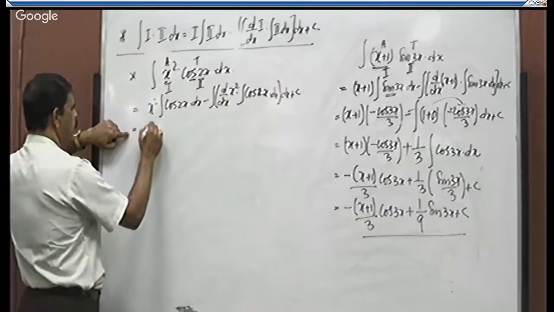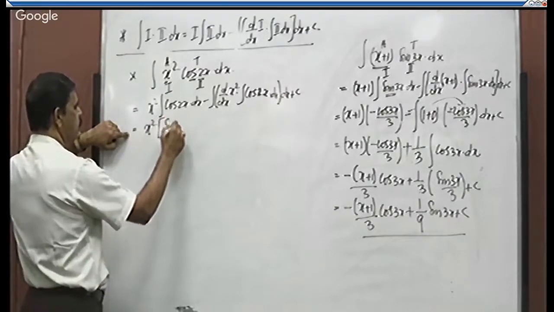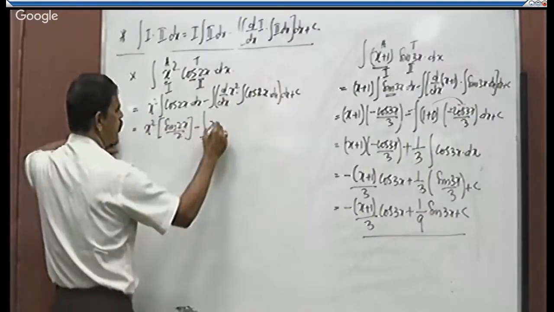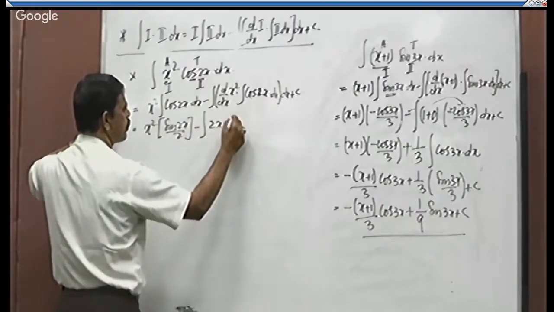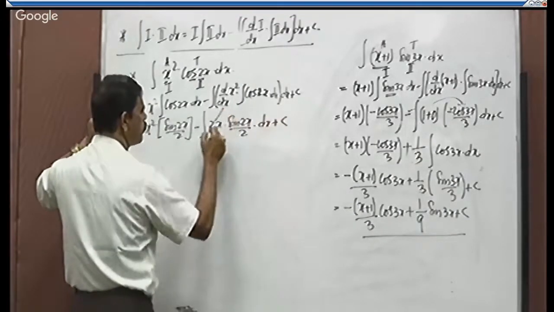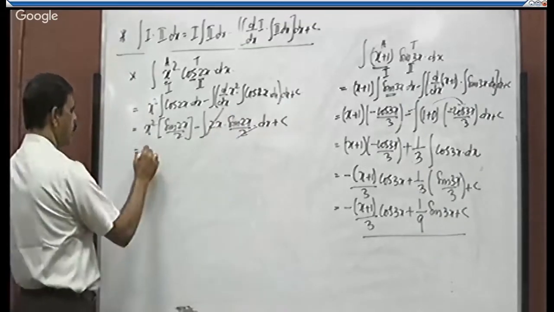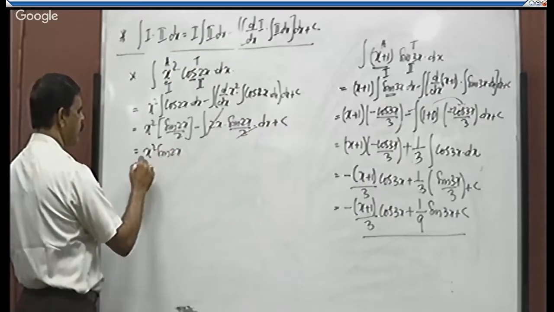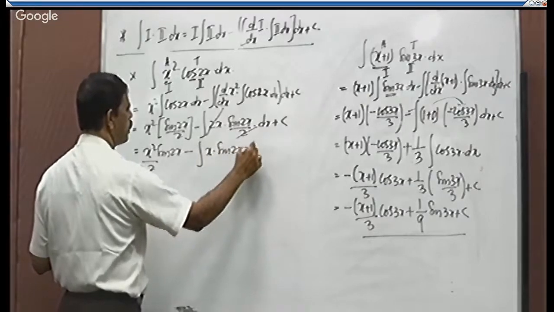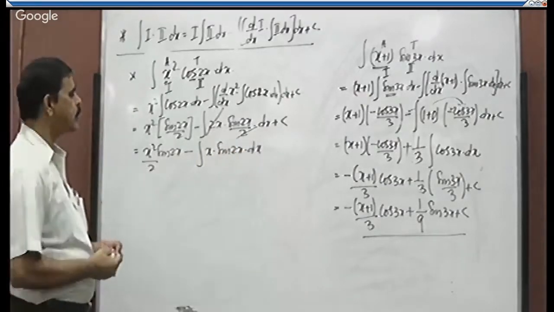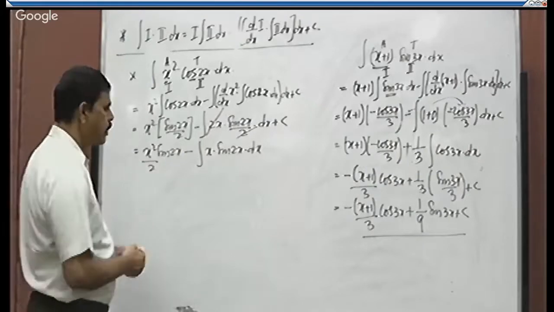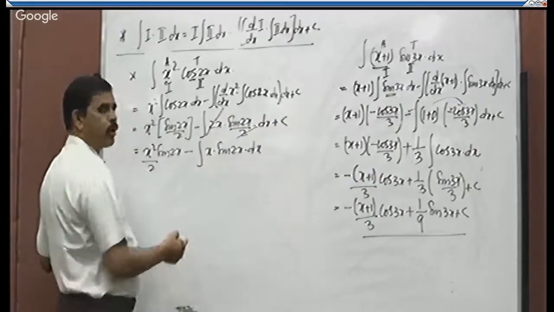Then keep x square as it is. Integration of cos 2x is what? Sin 2x by 2, right? Minus integral of differentiation of x square is what? 2x into integration of cos 2x, that is sin 2x divided by 2, into dx plus c. These two get cancelled. Okay, it is x square into sin 2x divided by 2 minus integral of x into sin 2x into dx. How to integrate x into sin 2x? X into sin 2x can be integrated again by parts, correct? Why? Because the two terms are in product.